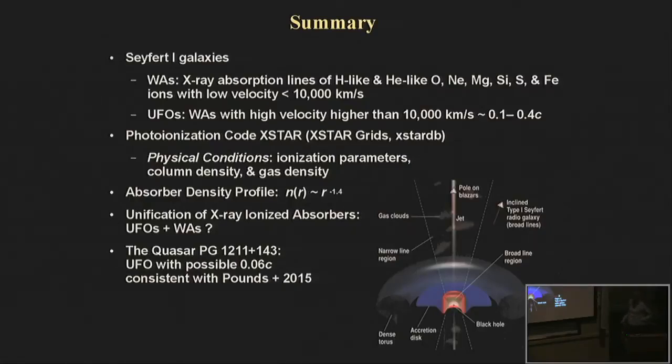Here is a summary of my talk. Just to conclude, the warm absorber and the ultra-fast outflow are seen in Seyfert 1 galaxies. The warm absorbers are those with velocity less than 10,000 km per second, while ultra-fast outflows are with velocity more than 10,000. To constrain the physical condition of ionized absorbers, we use photoionization modeling, and the free parameters in photoionization modeling are ionization parameter and column density.